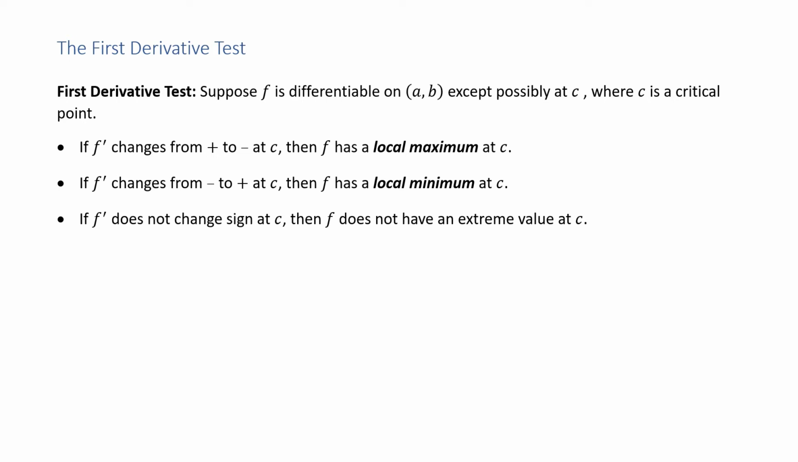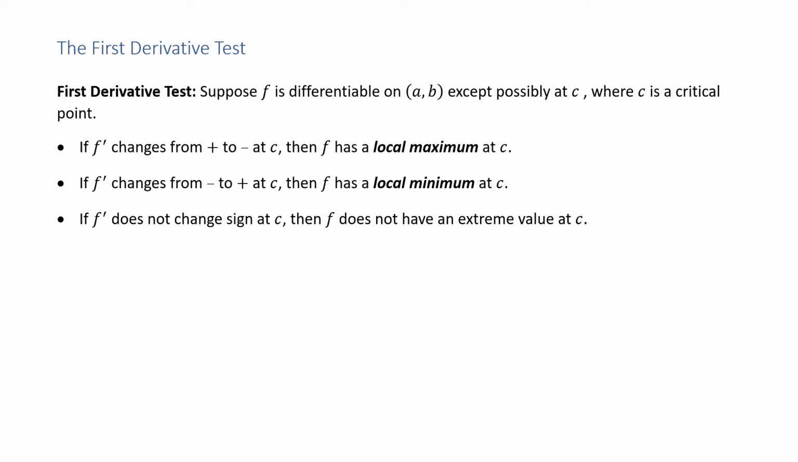The first derivative test. The first derivative test states, suppose f is differentiable on the open interval from a to b, except possibly at c, where c is the critical point. If f prime, which is the derivative, changes from positive to negative at c, then we say that f has a local maximum at c.